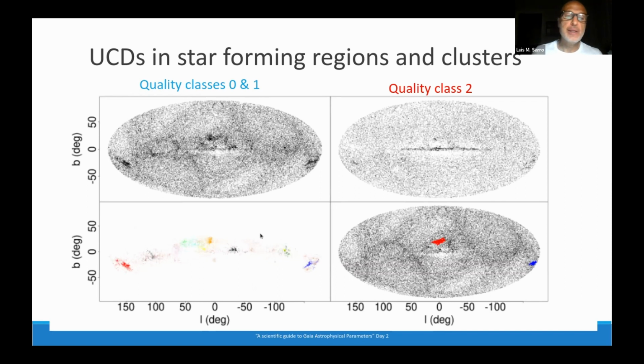We did a clustering analysis looking for concentrated overdensities in the space of parallaxes, proper motions, and celestial coordinates. So it's not only celestial coordinates here in the lower left plot. It's a combination of, as I said, parallaxes, proper motions, and celestial coordinates. We define a series of groups. They are almost all identified with previously known star-forming regions and clusters.